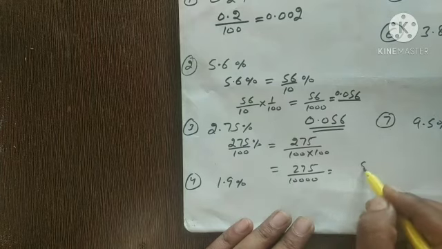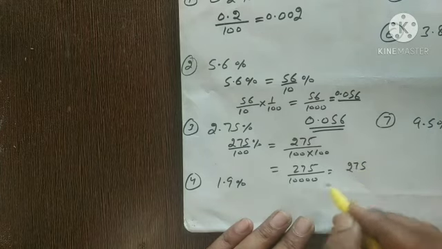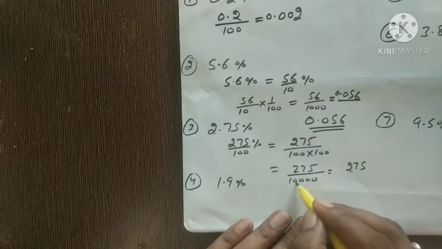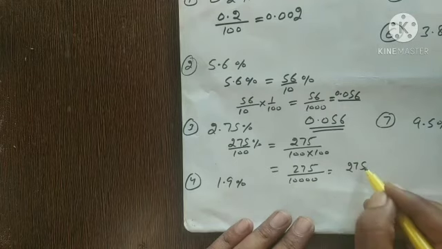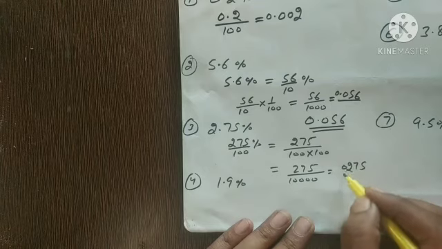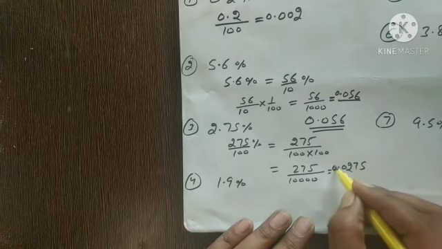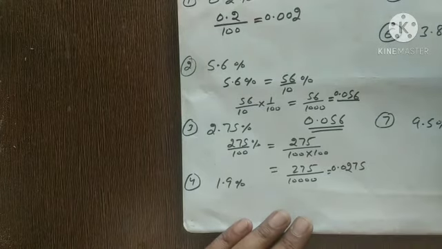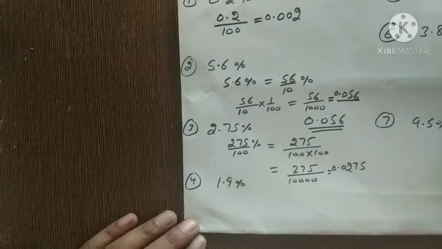So you can see how many zeros are there? There are 4 zeros, but there are 3 digits. So 1, 2, 3, 4. 4th digit is not there, so I will write 0, and after that I will mark decimal. So 0.0275. This is the answer.